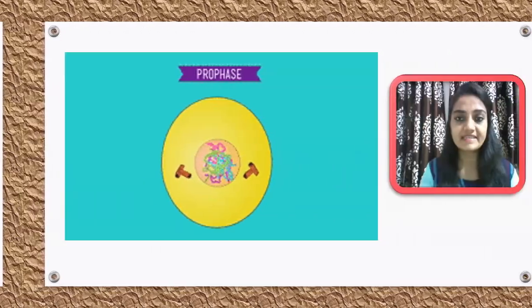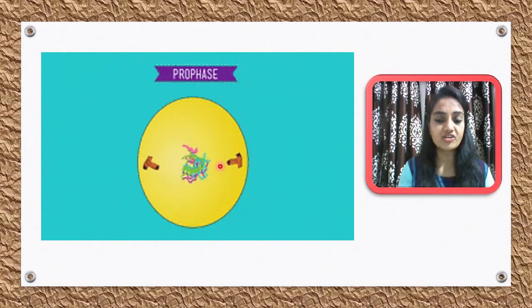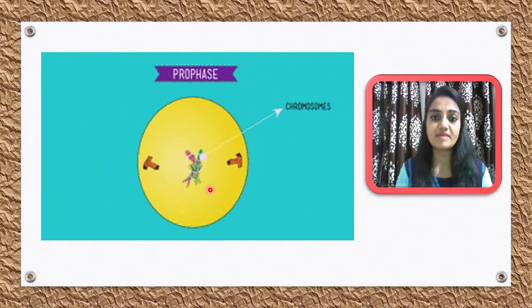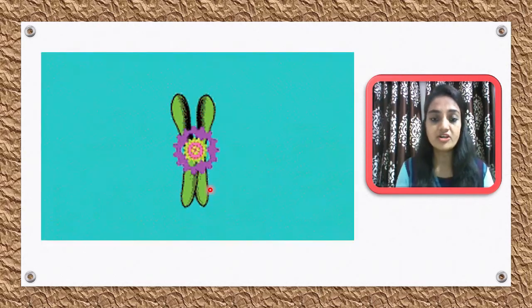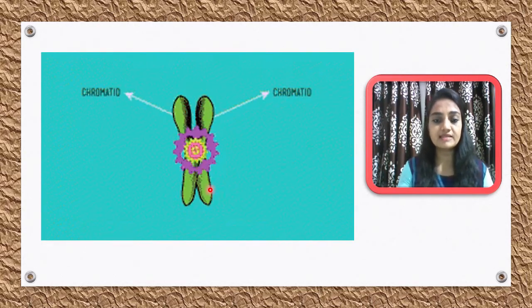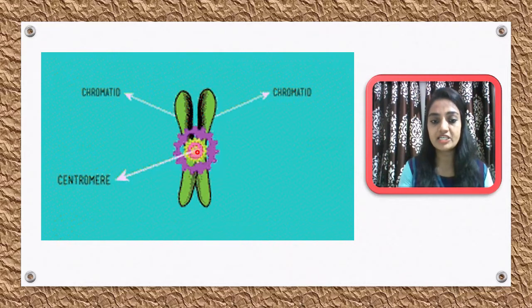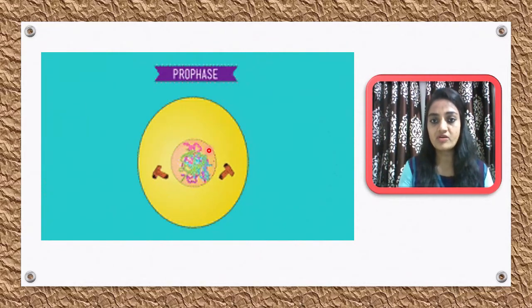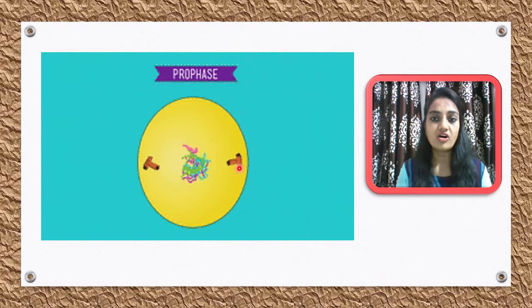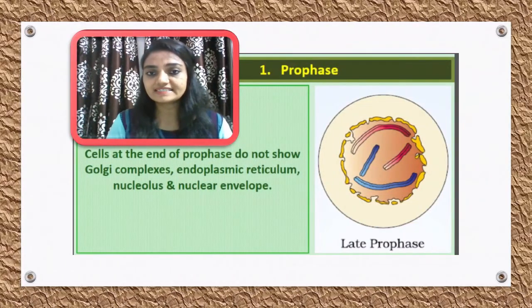Now let me summarize the whole process. Here you can see the centrosomes will be shifted to the opposite poles. Then chromosomal condensation occurs, and finally the nuclear membrane will disappear. Disappearance of the nucleolus will also be observed during this phase. You can observe chromosomes like this, with two sister chromatids attached by a centromere. This is the indicative event of the end of prophase, which is considered the late prophase.